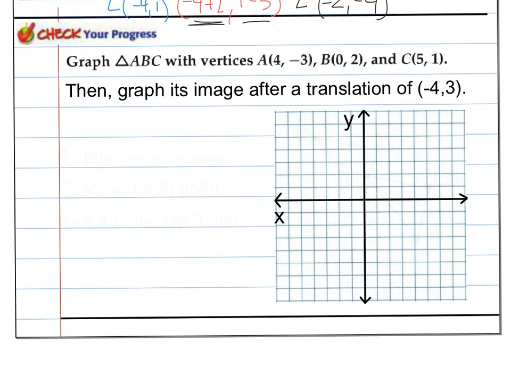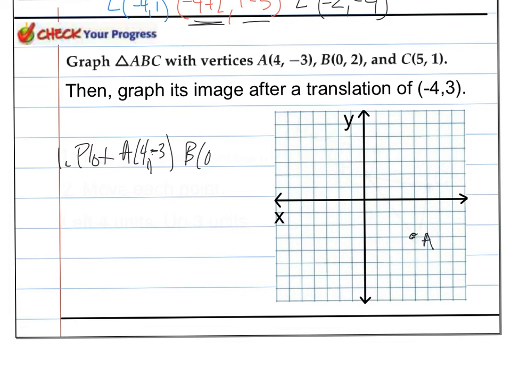If they want us to graph triangle ABC with vertices 4, -3, 0, 2, and 5, 1, first thing we're going to do is plot those points. So step 1, we are going to plot A, which is 4, -3. So I go 4 to the right, 3 down. That's A.